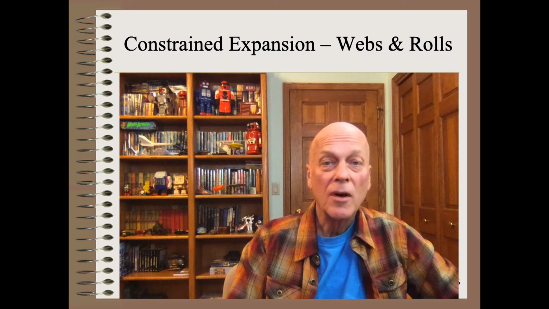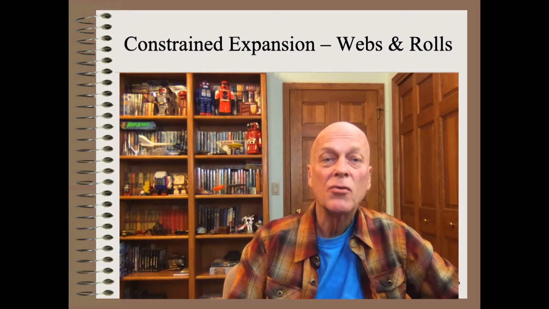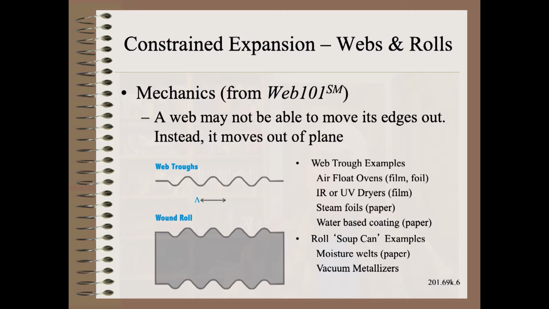Perhaps even more trouble than destroying a few bearings is to destroy your web or your wound roll due to what is called constrained expansion wrinkling. While we can free a bearing to accommodate expansion, webs that are a meter or more wide usually cannot move their edges outward, even though intuition might tell you that should be easy. Instead of moving edges out to accommodate width increases caused by increases in moisture or temperature, the web moves out of plane into wrinkle troughs.